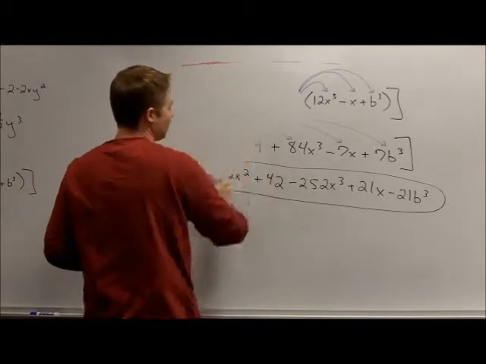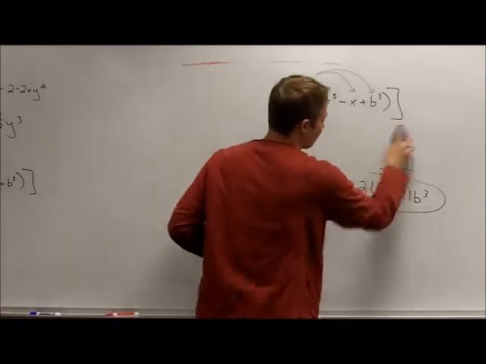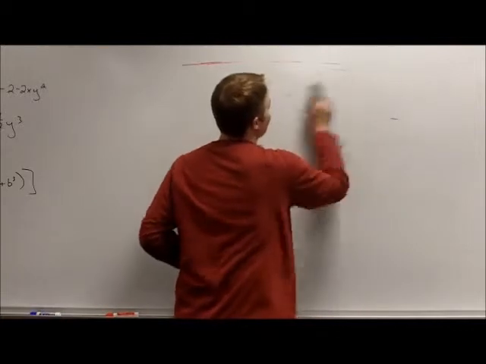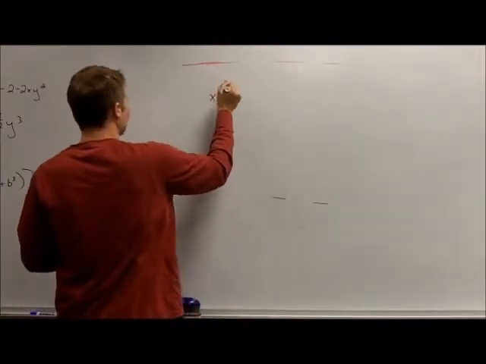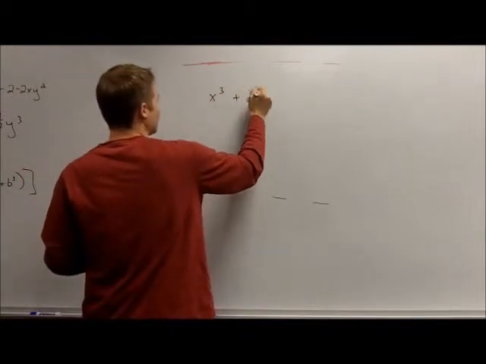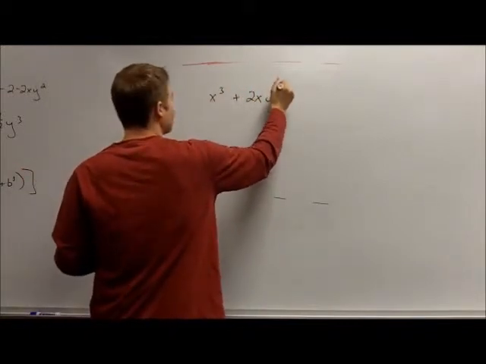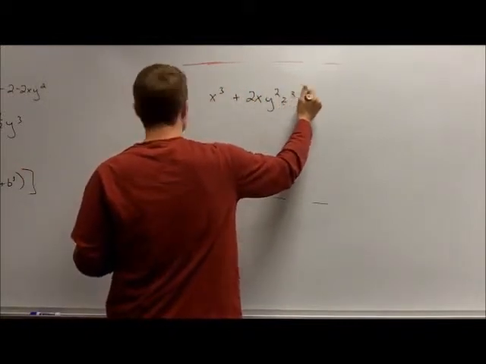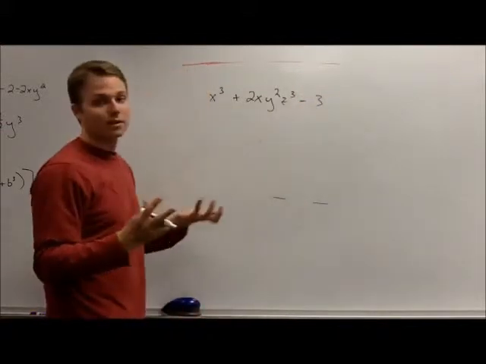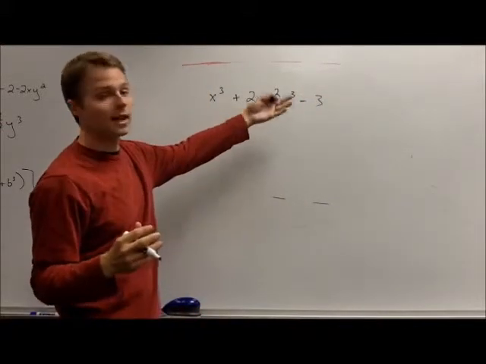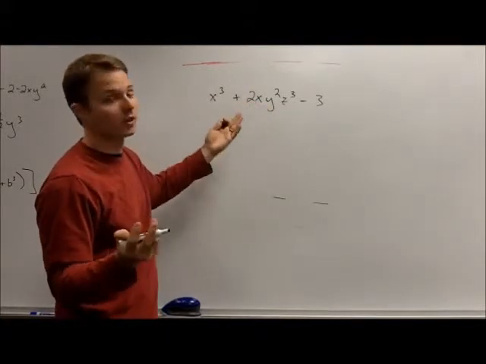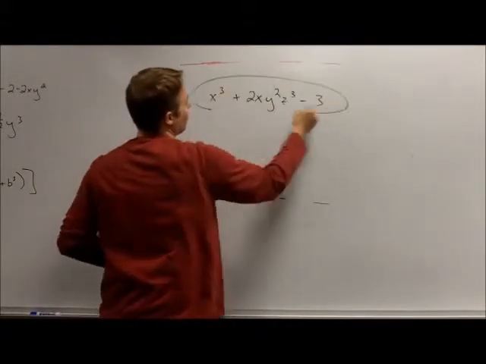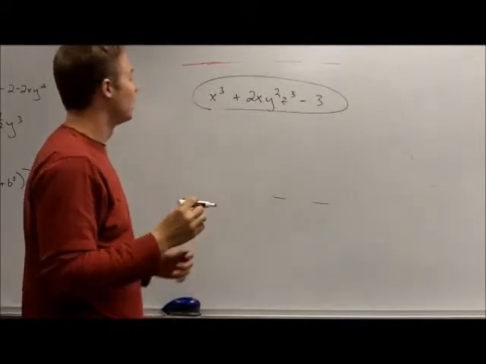Now, it's possible I could give you an expression that can't simplify at all. So just be careful of that. Don't get frustrated. I might give something like this: x cubed plus 2x, y squared, z cubed minus 3. In this case, there are no like terms. Nothing has the exact same variable part to it. So this is as far as I can go. This is the simplified expression already. I can't actually do any work for it.